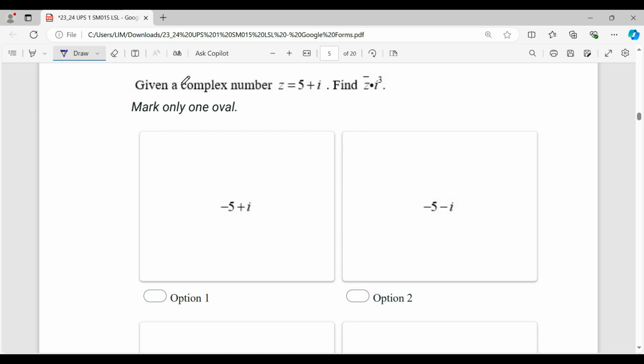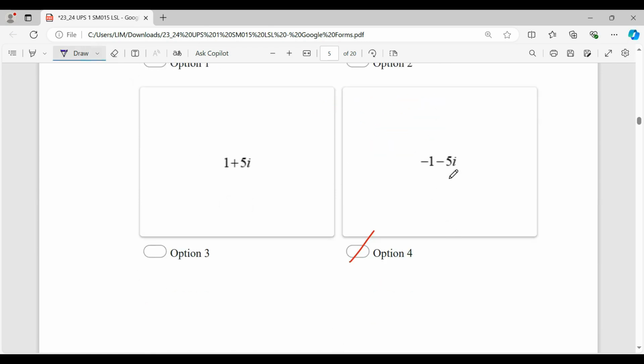For the next question, given that the complex number z is 5 plus i, find the conjugate times i cubed. The conjugate of the complex number will be 5 minus i. i cubed will be negative i. So expand this, it gives us negative 5i plus i squared. So i squared is negative 1. We write the real part first, followed by the imaginary part. So here is our option.